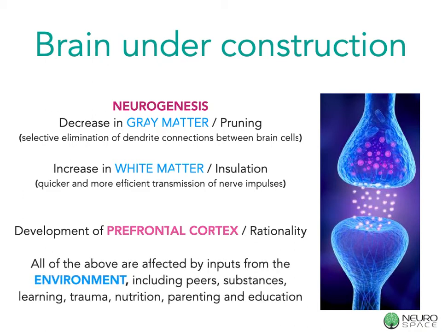All of these changes are affected by the environment, and they will include the quality of company that your child is in, whether or not he or she is using any substances, even unhealthy foods, the learnings that they are having not just in school but social learning, emotional learning. Any form of trauma for the child is going to affect their brain development, nutrition, parenting, education. All of this is going to play a very, very important role.